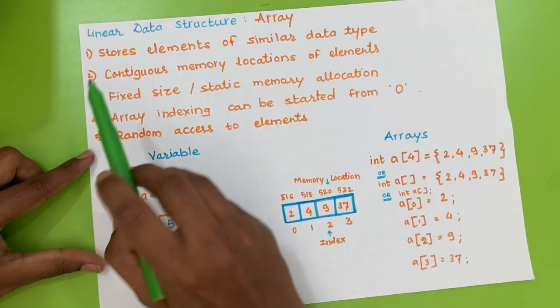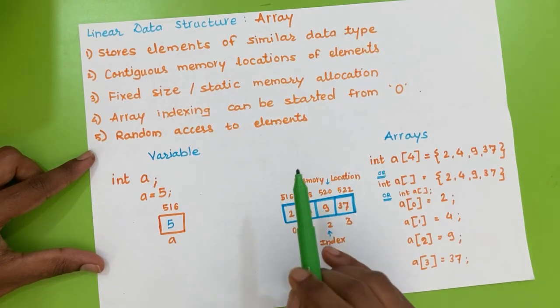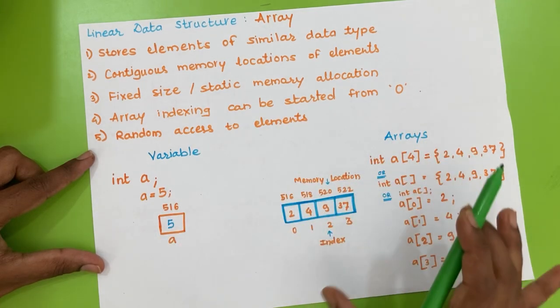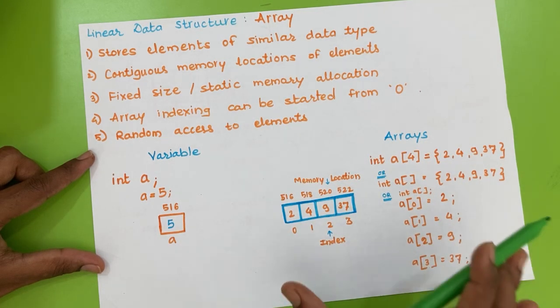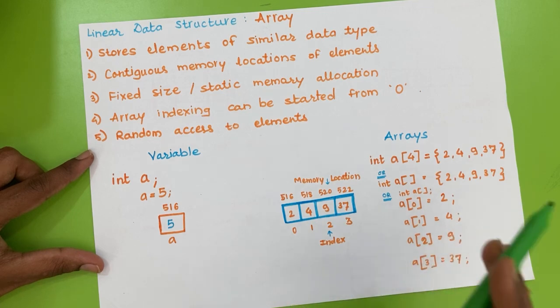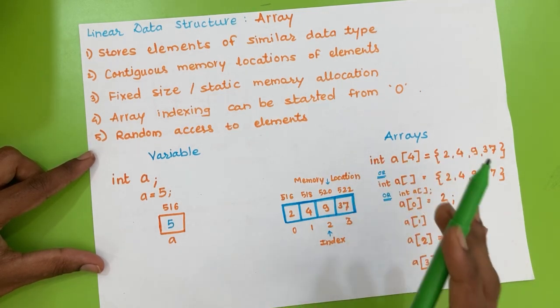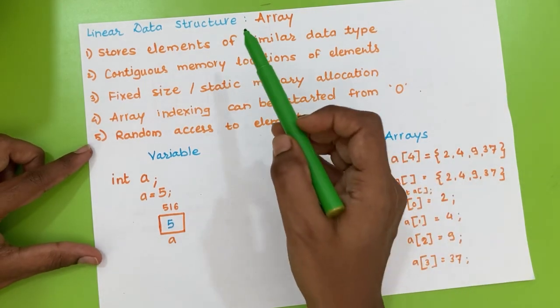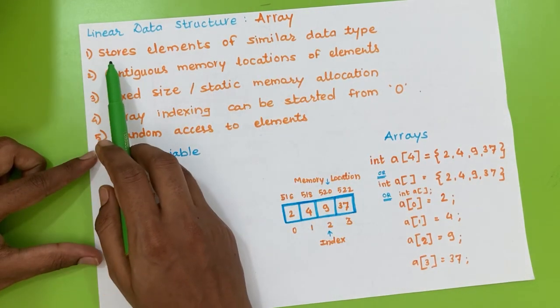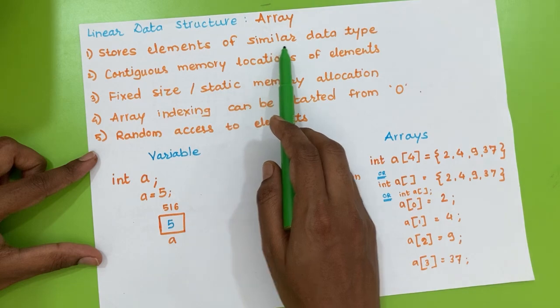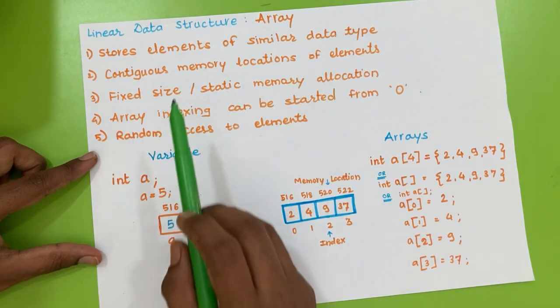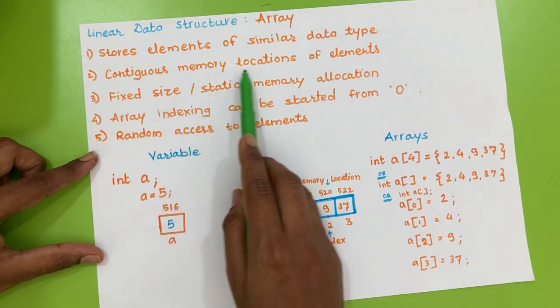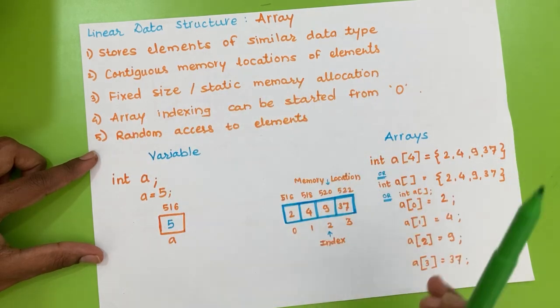Now we will see what is meant by array actually. We have seen why there is a need for arrays. If we want to store data of similar type, at that time we can use the array data structure. An array stores elements of similar data type, and it stores the elements in contiguous memory locations.